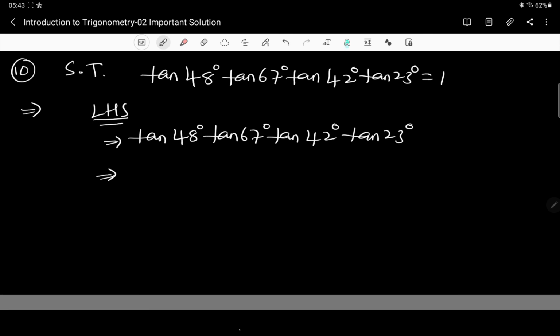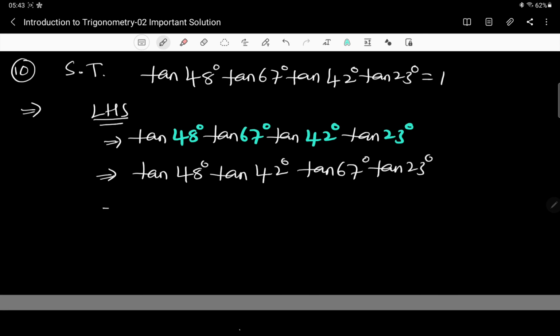Now look at this. Whenever you get this 48 degree, 67 degree, we don't know the values of these, so we have to go for complementary angles. So this 48 degree is complementary with what? It is complementary with 42 degree, because 48 plus 42 becomes 90, right? And this tan 67 degree and this 23 degree are complementary. So that's why I'm going to write them separately. These two separately and these two separately.